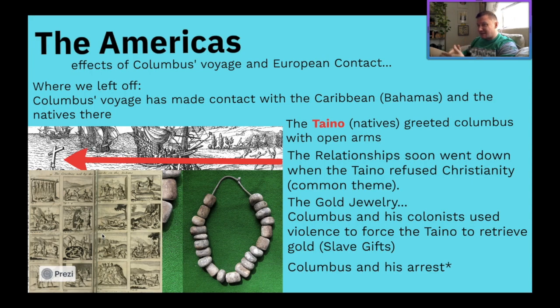Y'all, Columbus dies back in Spain, poor and kind of in shambles and disrespected. He dies in an upper level of a house that he doesn't even own, because literally he wasn't even able to keep control of the colonies that he started, right? He died in shame, thinking that China was right around the corner, right?